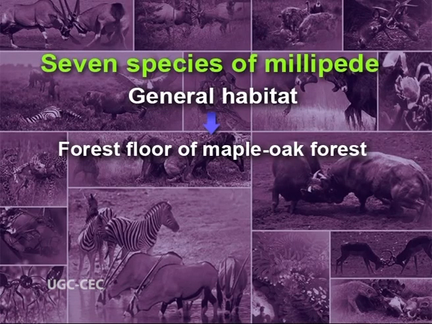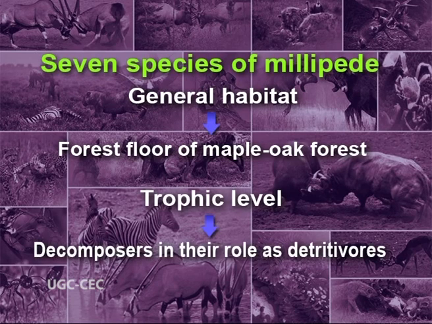O'Neill in the year 1967 has provided a good example of spatial niche in the distribution of 7 species of millipede in the forest floor of a maple oak forest. All the 7 species occur in the same general habitat, that is the forest floor, and all belong to the same basic trophic level, that is, all are decomposers in their role as detritivores.